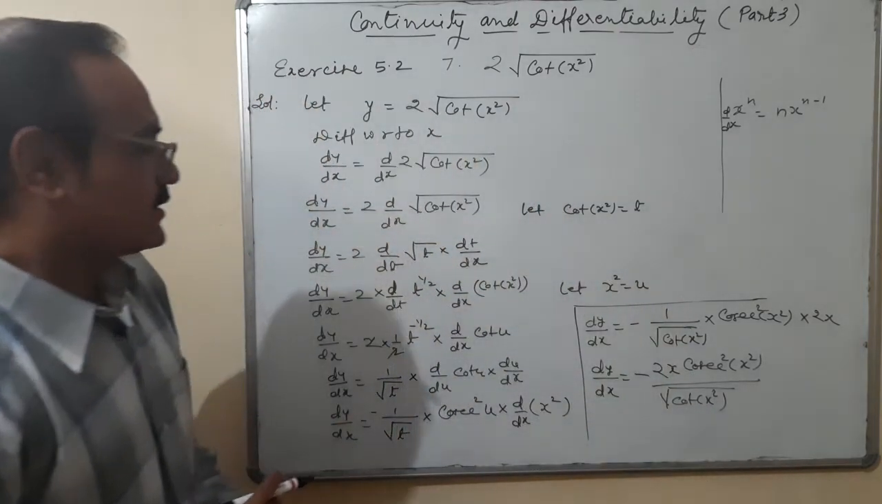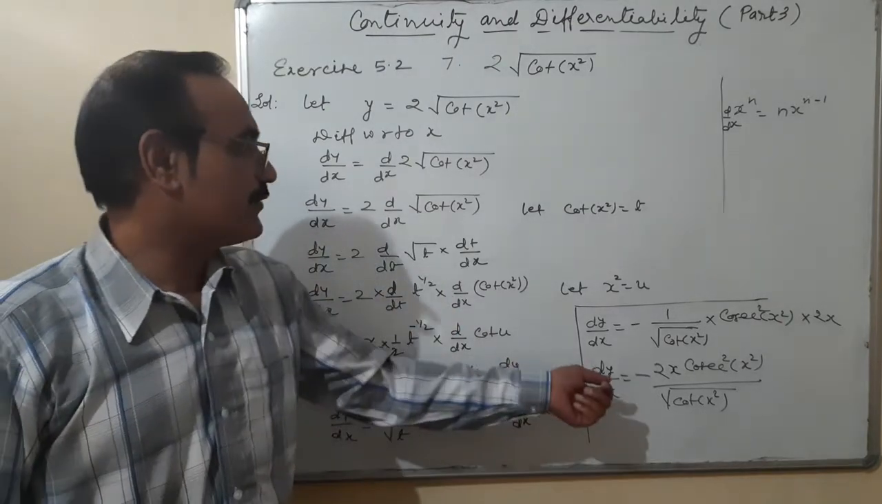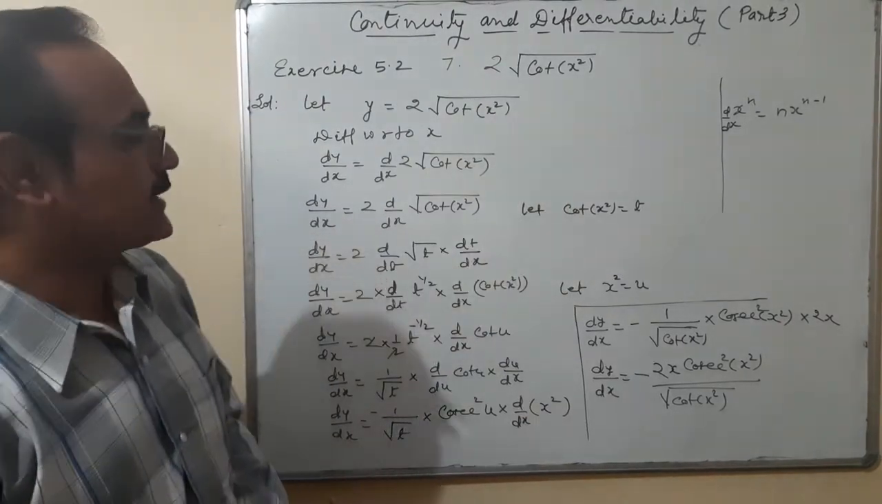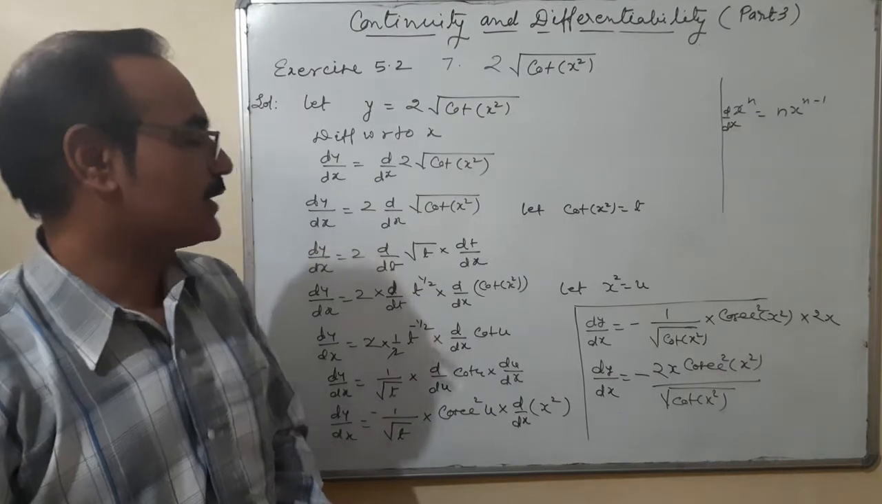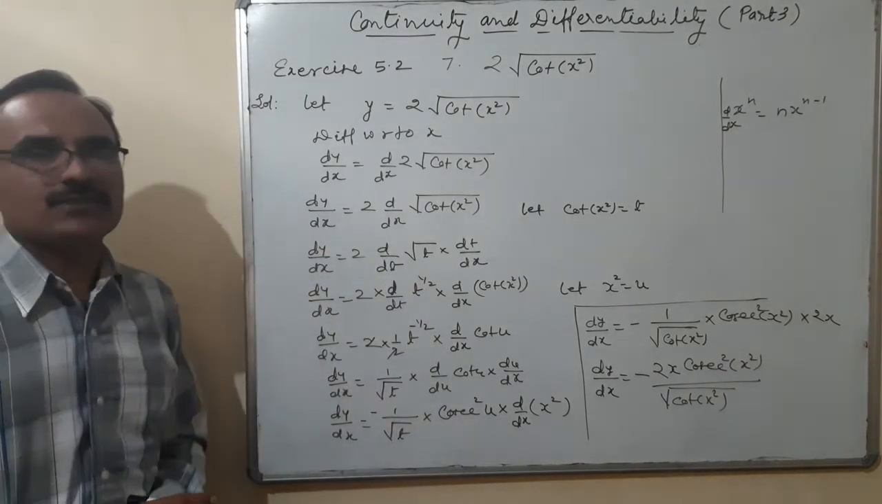Okay, so this is the answer of this question. That means the differentiation of this term 2 under root cot x square is equal to minus 2x cosec square x square upon under root cot x square. Okay.